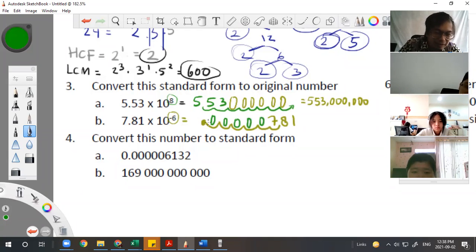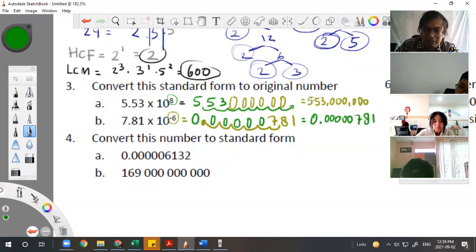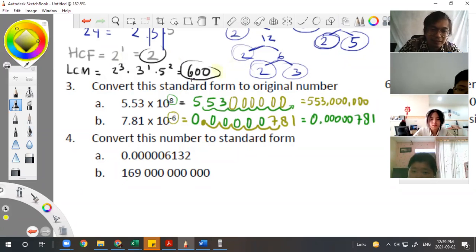Put the 0 here again. For a point, there must be a 0. It's necessary. So 0.1, 2, 3, 4, 5. 1, 2, 3, 4, 5. 7, 8, 1. So this will be the answer. Oh, I forgot to highlight the answer.